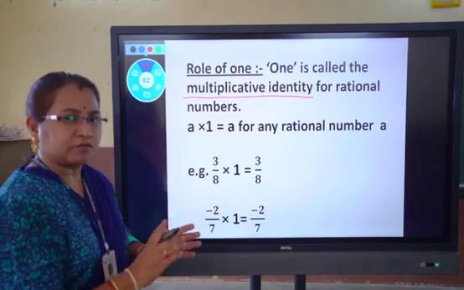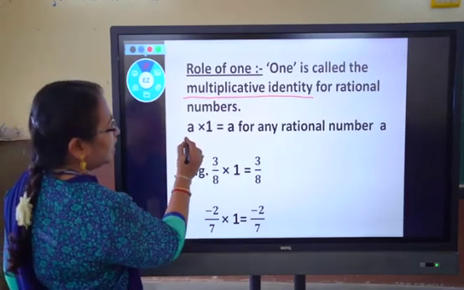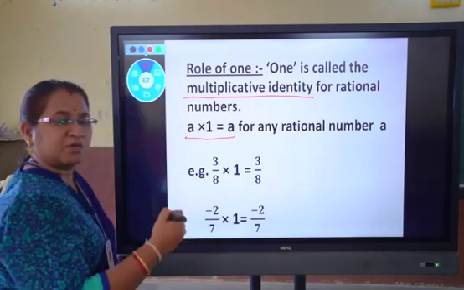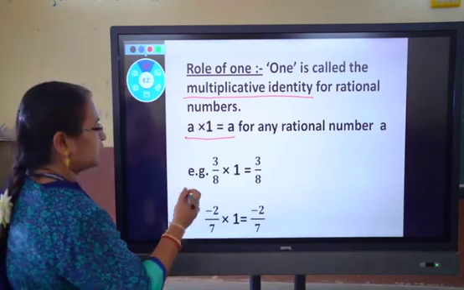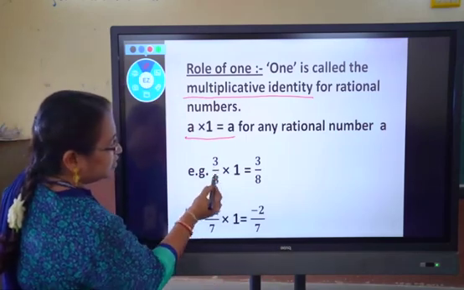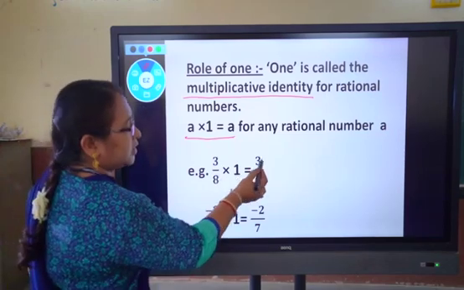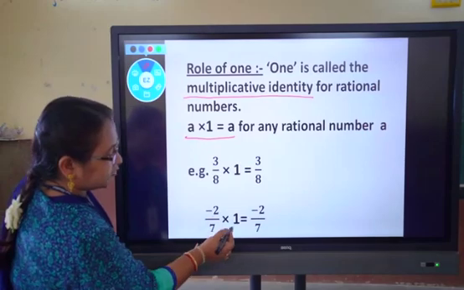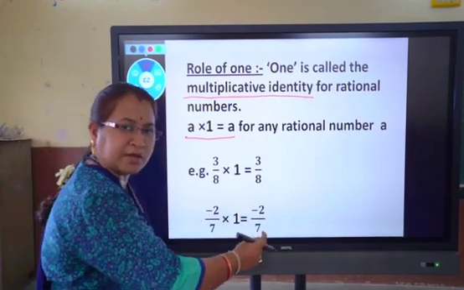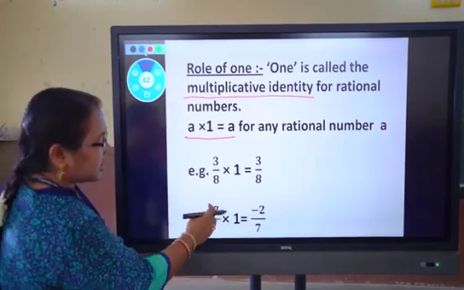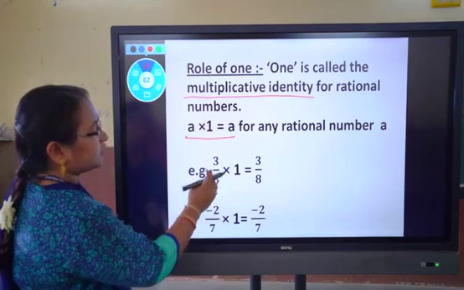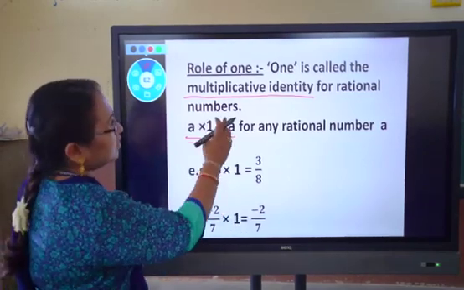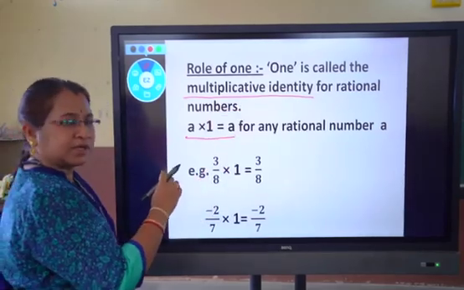So we see a multiplied by 1 is a for any rational number a. A may be positive, negative, or 0. Take the example 3 upon 8 multiplied by 1, which gives us 3 upon 8 only. Similarly, minus 2 upon 7 multiplied by 1 gives us minus 2 upon 7 only. So the identity of minus 2 upon 7 and 3 upon 8 remains the same. So 1 is called the multiplicative identity for rational numbers.